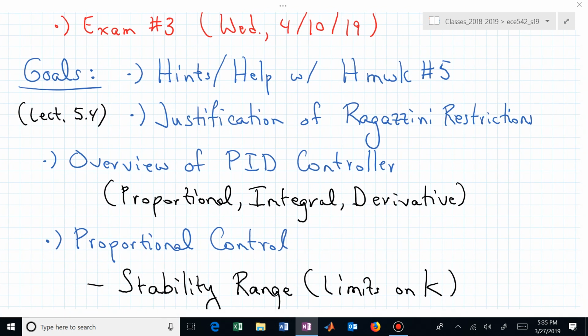Here's what I am planning for, this is what I'm calling Lecture 5.4. Lecture 5.5 is the Ragazzini example with the intersample ripple illustration. Today, what I want to do is basically really set up.